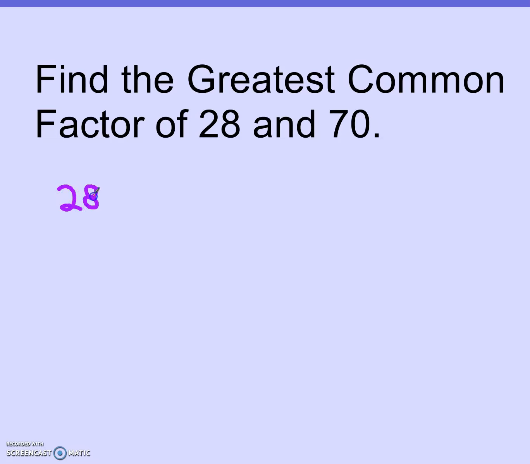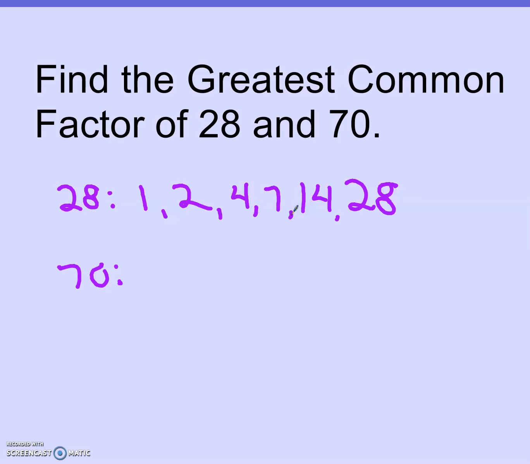We said, okay, let's take 28 and 70, and we'll write out the factors of each one. So 1 and 28, 2 and 14, and see, 3 doesn't go in, 4 goes in 7 times, and that's it. Okay, there's no more factors of 28.